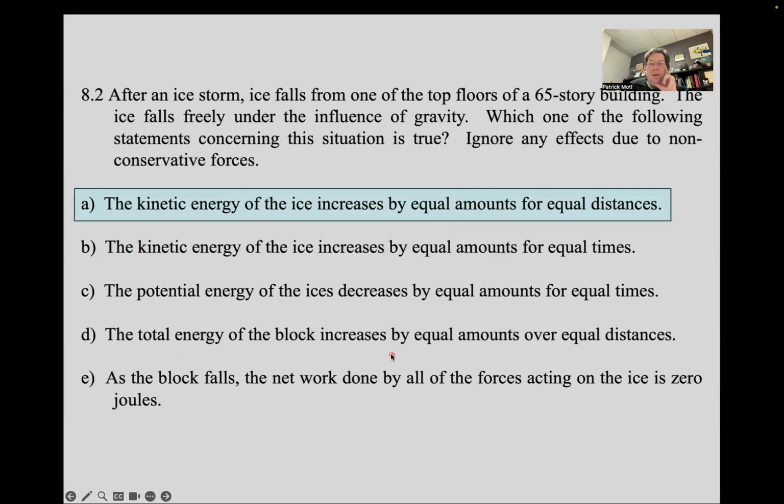Total energy of the block increases. Total energy isn't changing, just exchanging gravitational potential for kinetic energy. And as the block falls, the net work done by all the forces acting on the ice is 0 joules. No, gravity is doing work.